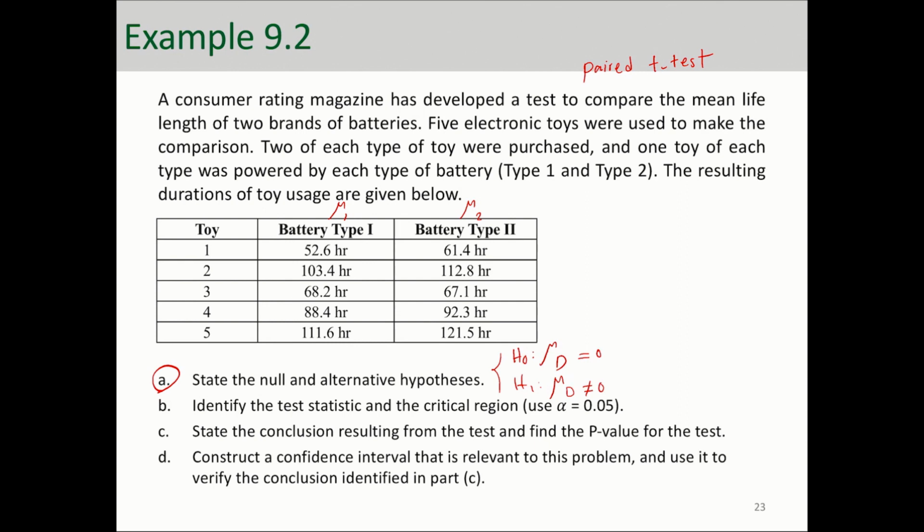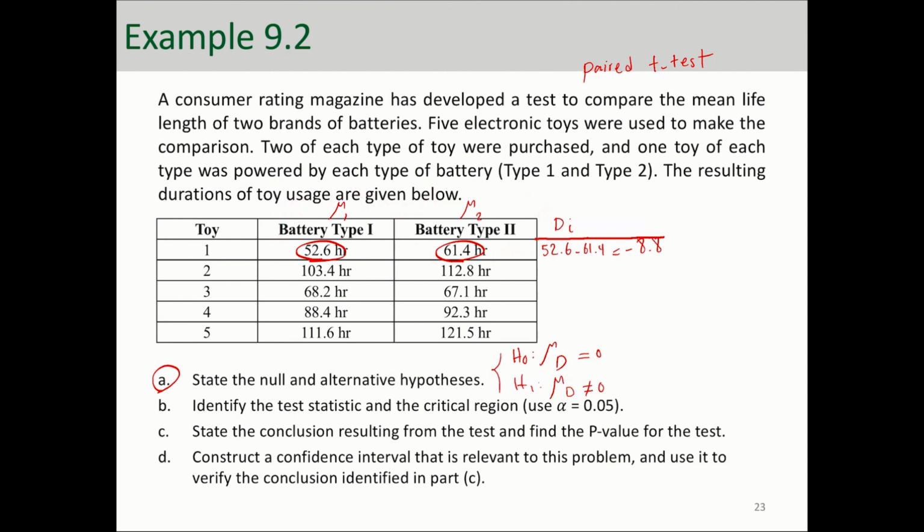So to conduct this test, we have to calculate the differences between battery type 1 and 2 for the n pairs of data that we have. So I'm going to have a d sub i column here, and what I'm going to do is take the difference between the data points for n pairs of data. This is the first pair, 52.6 minus 61.4, that is negative 8.8. I have to indicate here that I'm choosing to do battery type 1 minus battery type 2.